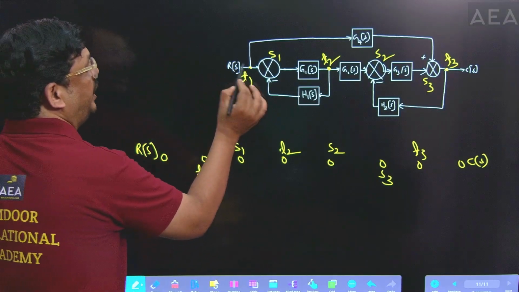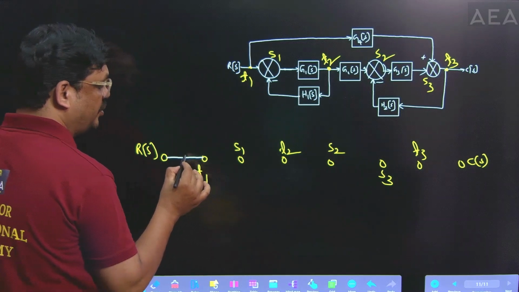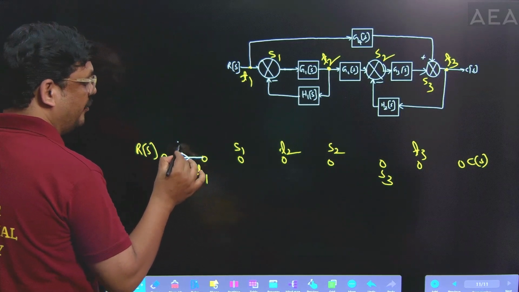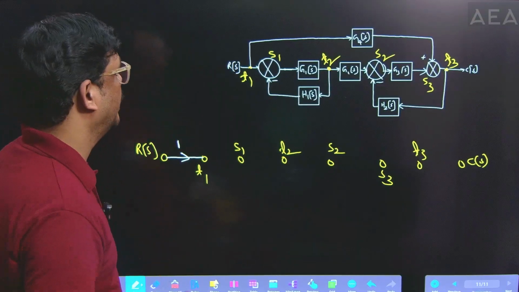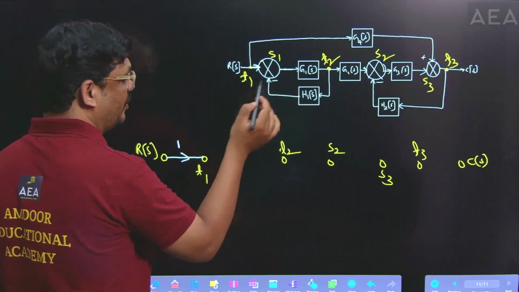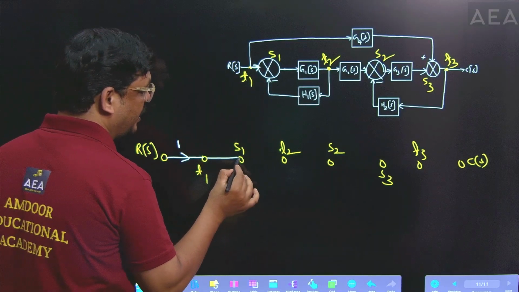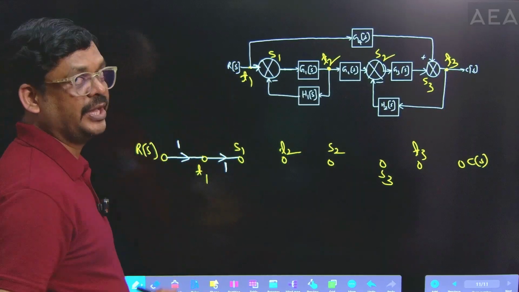So from the input node to the takeoff point node, there is no transfer function. That's why draw one line with a gain of 1, right? The gain of that one is 1. And takeoff point 1 to summing point 1, here it has one direct path. So T1 to S1, a direct path is there. Then write the gain of this one is 1 because there is no gain within that path.